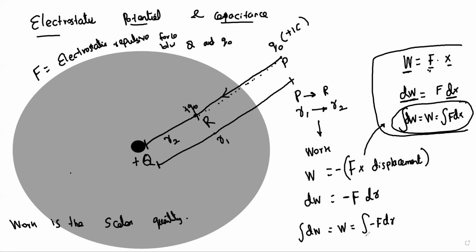Here dr is the change in displacement, and you have to put the limits. From where to where? From r1 to r2 you have to bring it. So this is how you have to put the integration limits. Is this clear?